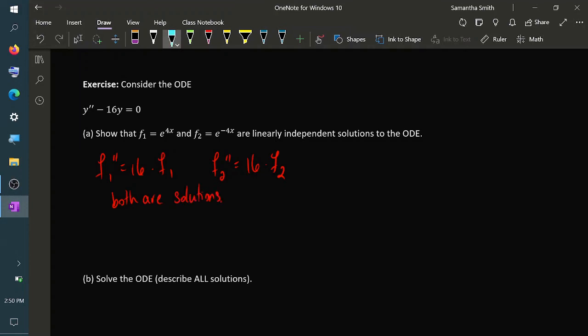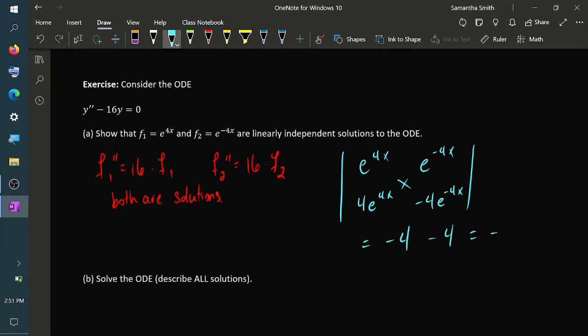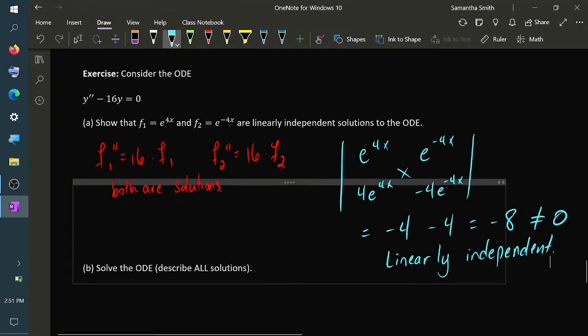So now let's check if they're linearly independent. Let's figure out whether the Wronskian is 0 or not. So two solutions, 2 by 2 matrix. The determinant is equal to negative 4 e to the 0 minus 4 e to the 0. That's negative 8, which is non-zero. And that means that these solutions are linearly independent. It's a lot easier with two solutions than with three, isn't it?